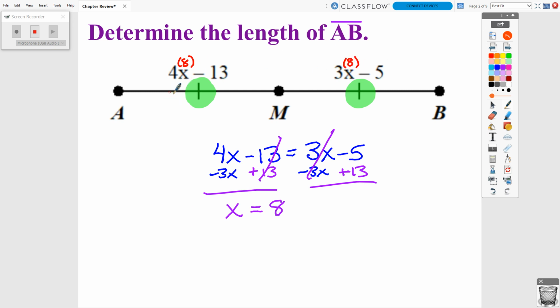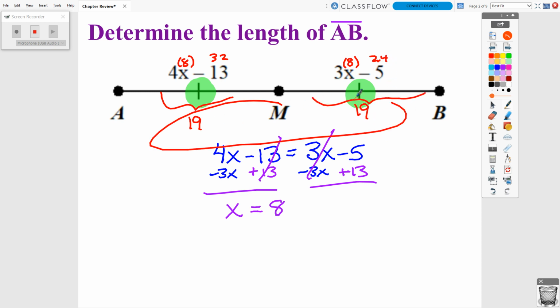And if they don't, then that's telling me I messed up my algebra somewhere, or maybe I set up the problem incorrectly. So let's see, 8 times 4 is 32. 32 minus 13 is going to give me, what, 19. And over here I got 8 times 3 is 24. 24 minus 5 is 19. So hey, these are a good match, which lets me know my algebraic answer of 8 seems like it's a good answer. So now altogether, how long is segment AB?